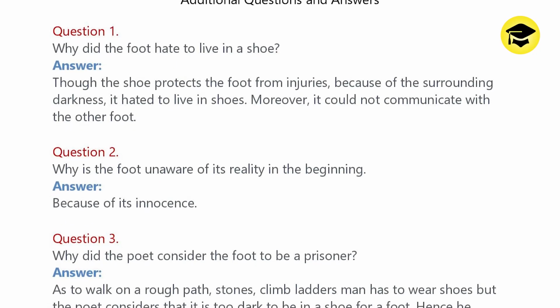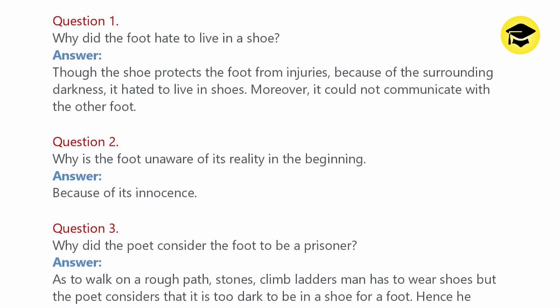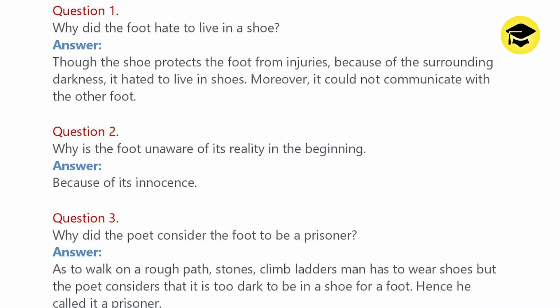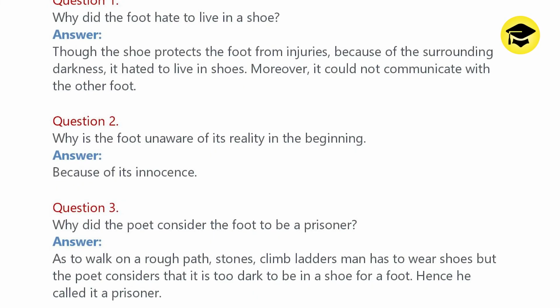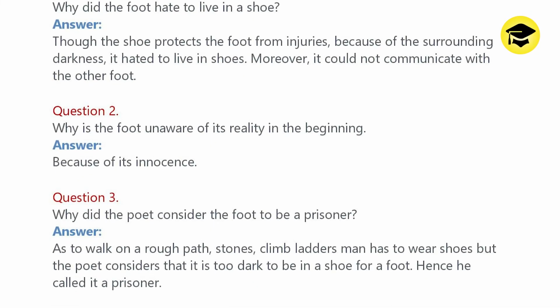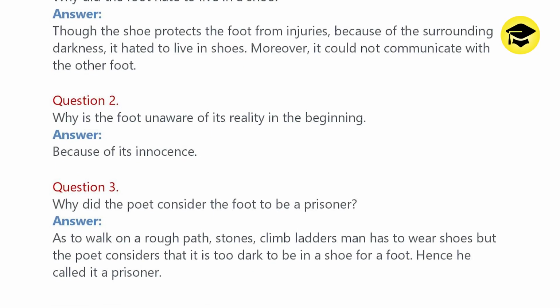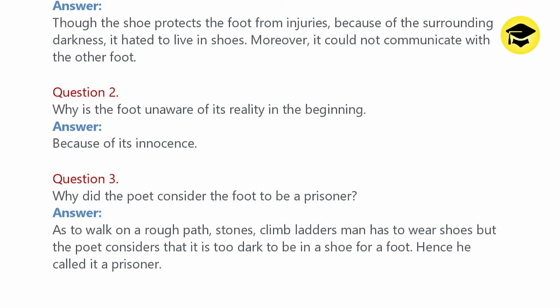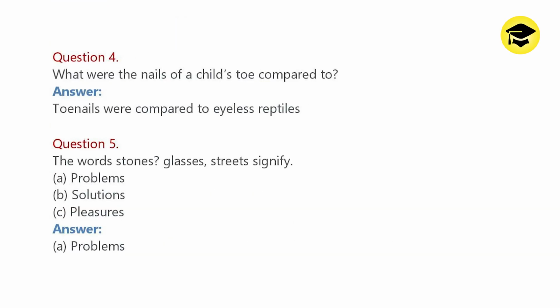Question 3. Why did the poet consider the foot to be a prisoner? Answer. To walk on a rough path, stones, and climb ladders, man has to wear shoes, but the poet considers that it is too dark to be in a shoe for a foot. Hence he called it a prisoner. Question 4. What were the nails of a child's toe compared to? Answer. Toenails were compared to eyeless reptiles.